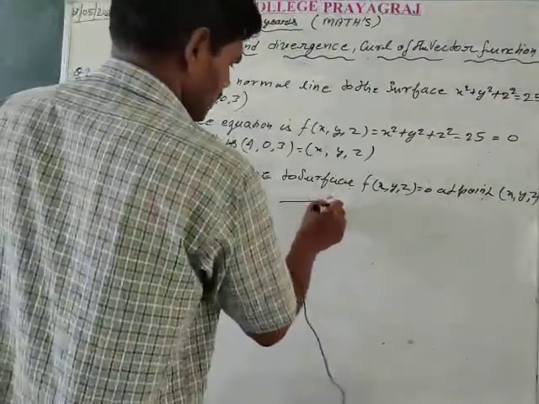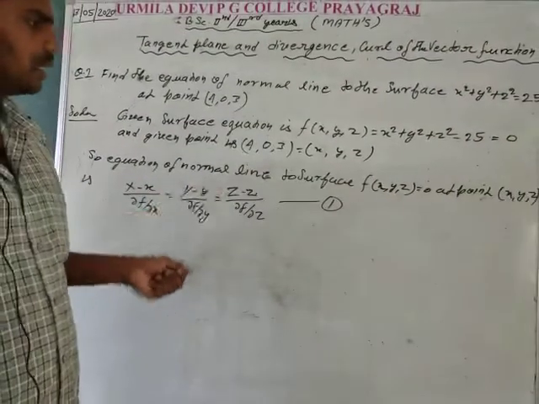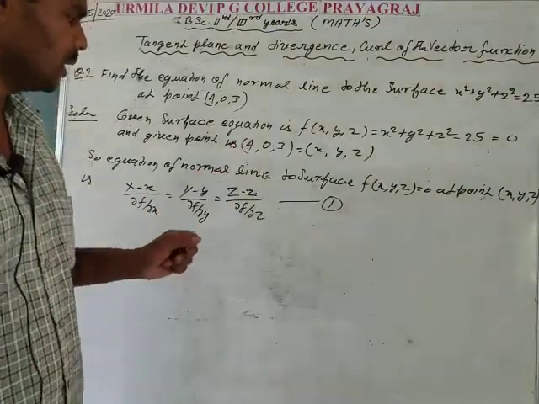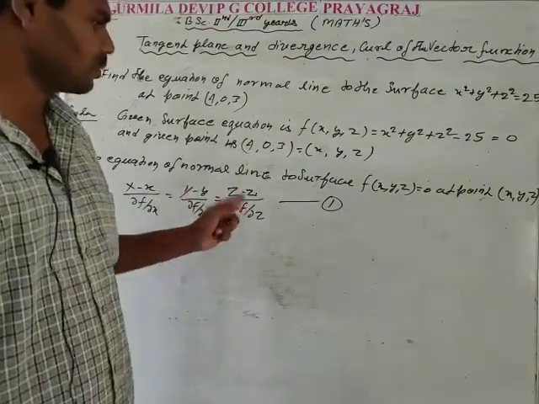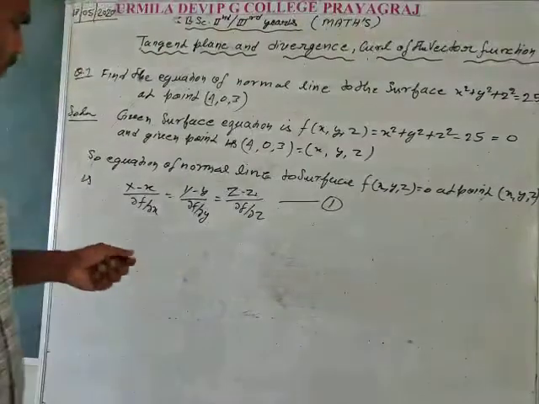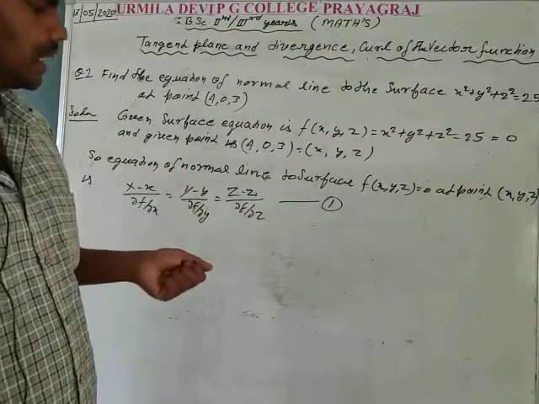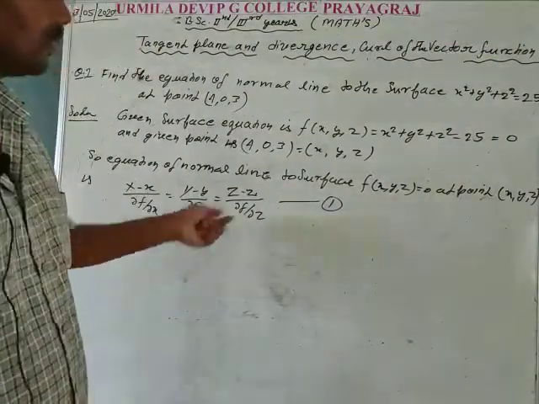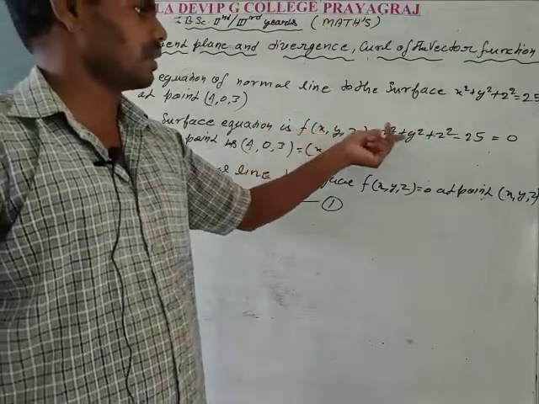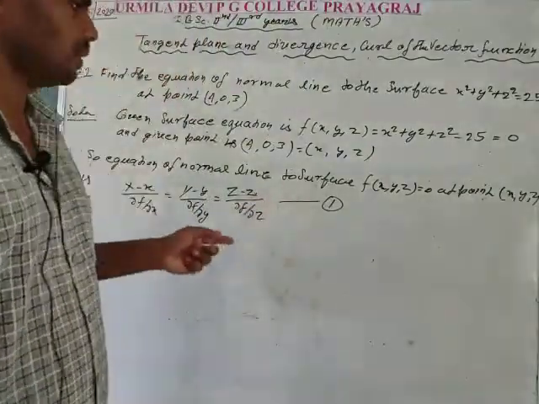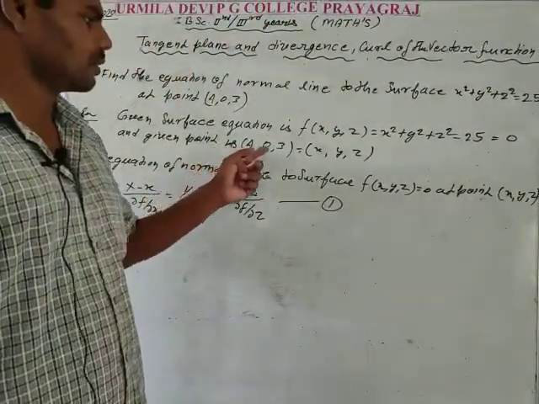Suppose that is first, and in this equation of the normal line, small x, small y, small z are the coordinates of the given point. So it is clear the value of x is equal to 4, the value of y is equal to 0, and the value of z is equal to 3. But what is the value of del f by del x, del f by del y, del f by del z? This value is equal to the gradient of the given function x square plus y square plus z square minus 25 is equal to 0 at the given point, whose coordinates are 4, 0, 3.